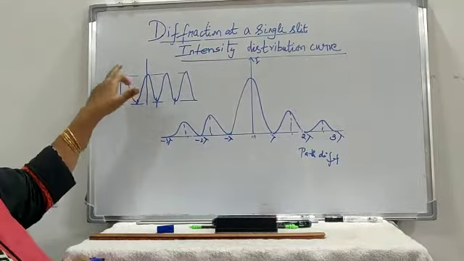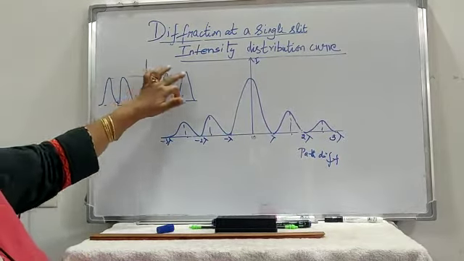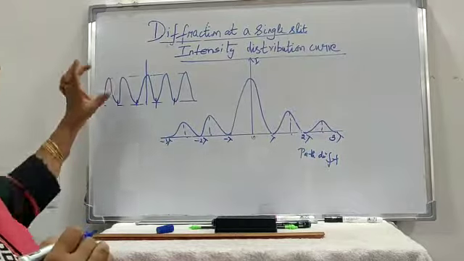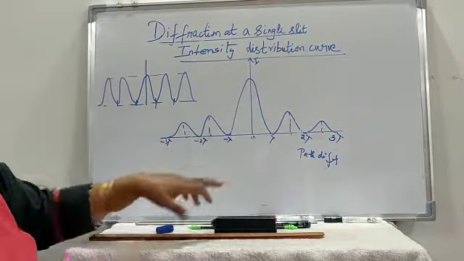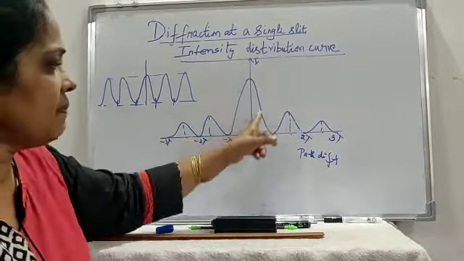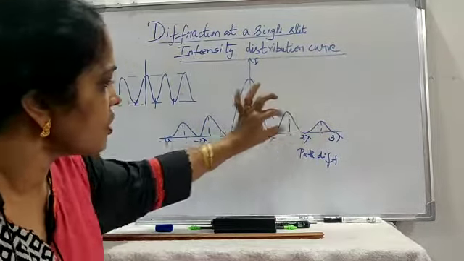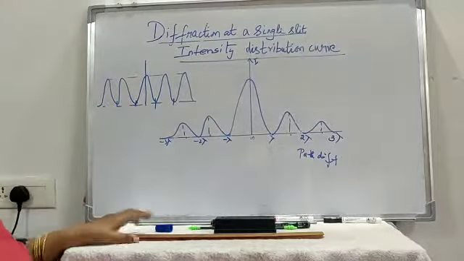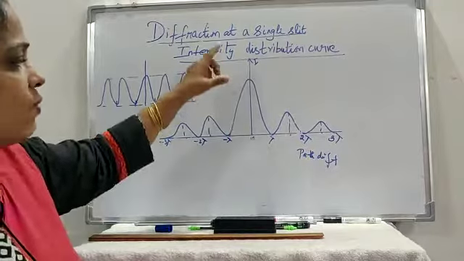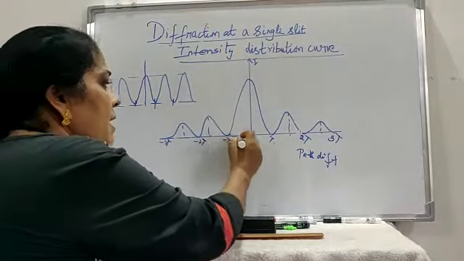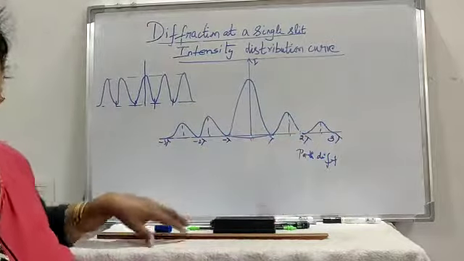All the maxima are of the same intensity, whether it is the central maxima or any other maxima. But here you can see that the central maxima is the brightest, and the intensity goes on decreasing with the order of the maxima on either side. Also, the width of the central maxima is twice the width of the secondary maxima or minima.